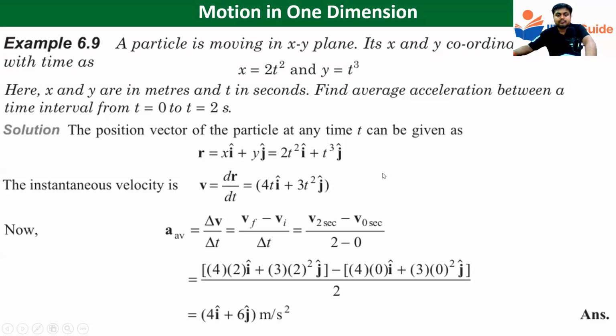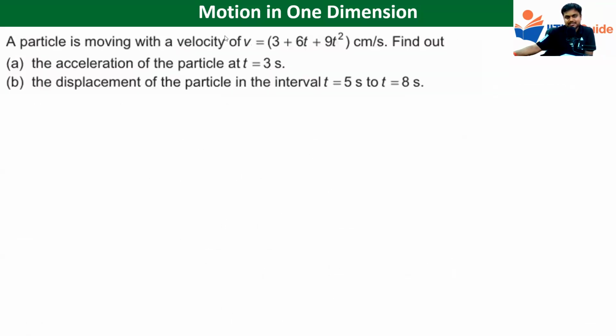Four i plus six j. We have to write in terms of i and j. If it's clear, please raise your hand. Okay, first you do this. The change in velocity divided by time. That's, no. You can't add. Solve this.